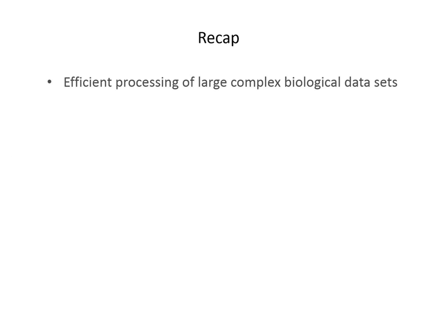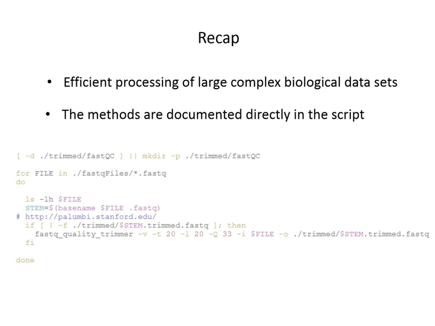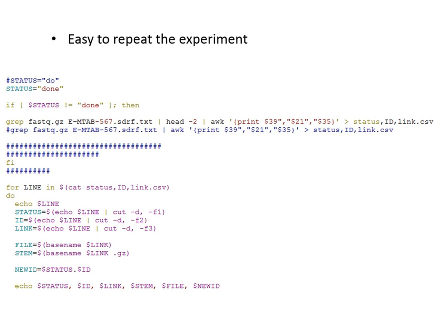Now to recap. I've demonstrated that bash scripting allows for the efficient processing of large data sets. I've also shown that the methods are documented in the script. For example, what parameters were used when running the FASTQ quality trimmer program? The parameters are documented here. It's easy to repeat the experiment. We can even repeat specific sections without repeating others if needed.